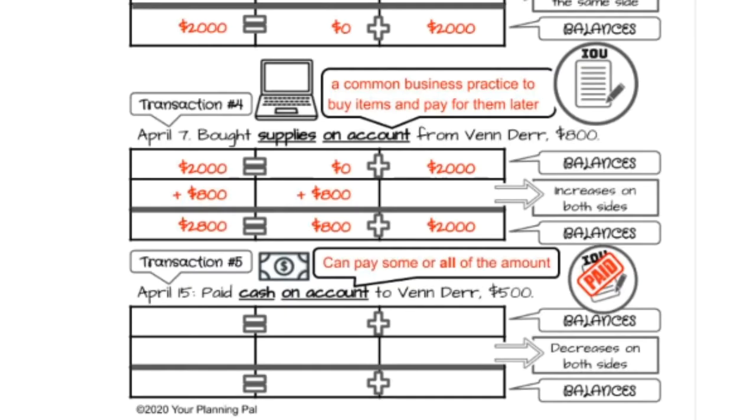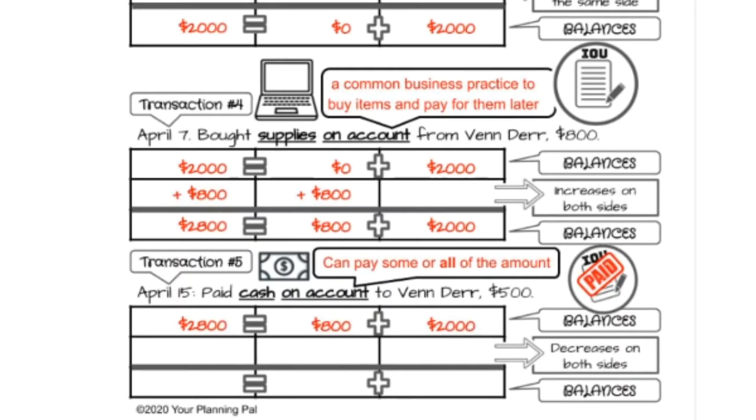Okay, so for transaction 5 on April 15th, we're paying cash on account to vendor. And you can pay some of this amount or all of this amount. It just depends on whatever the terms are between you and the business that you bought the item from. Our setup with vendor means that we do not have to pay it all in total. So we owe them $800, but today on April 15th, we're going to pay $500.